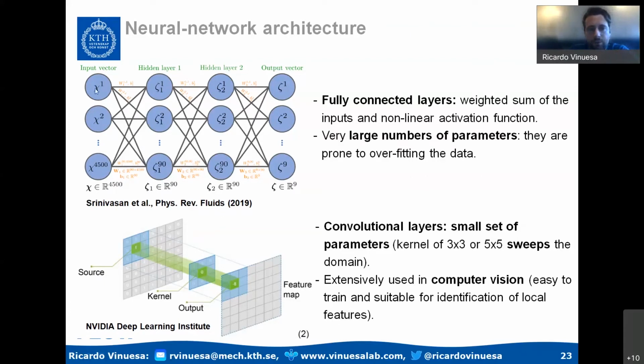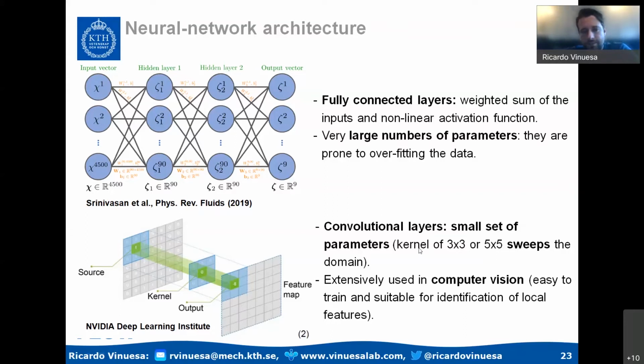You can see one example of using some of these fully connected networks, particularly with temporal dependencies in turbulent flows, in this study of Srinivasan, who is one of my students, and my group in Physical Review Fluids. In the present example, when I'm looking at images and when I'm having instantaneous flow fields of the turbulent flow, then I'm going to use convolutional layers.